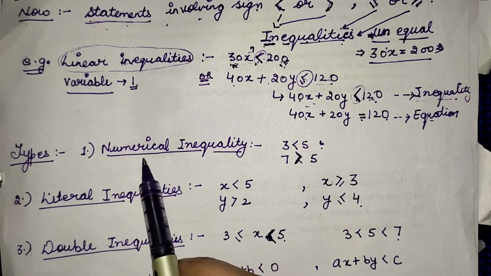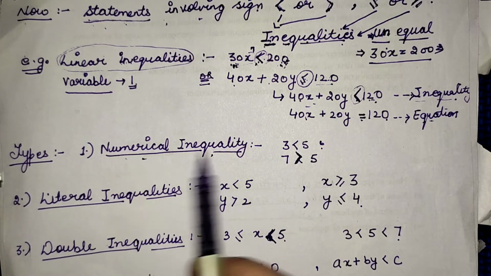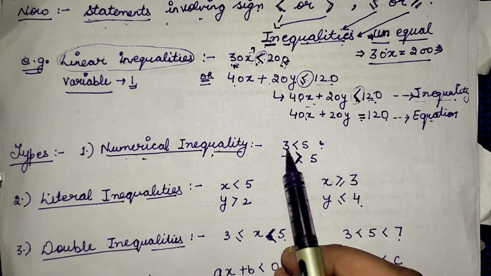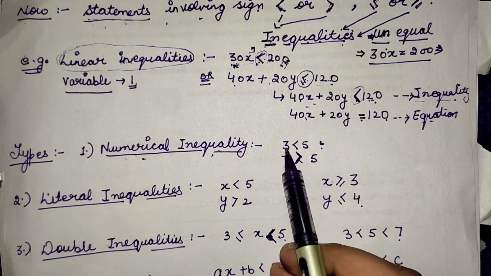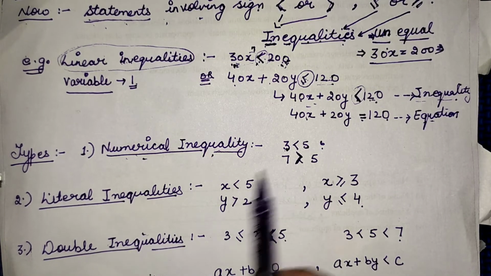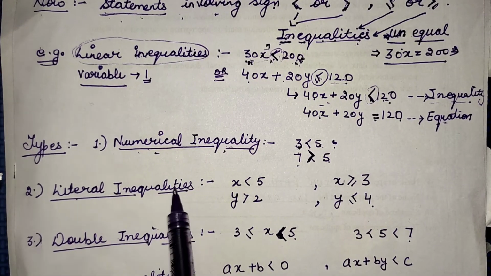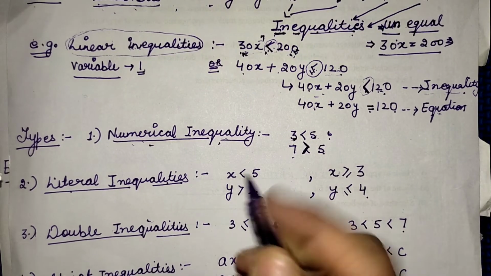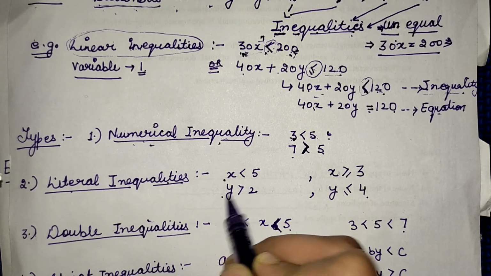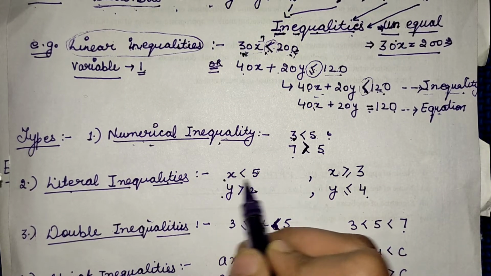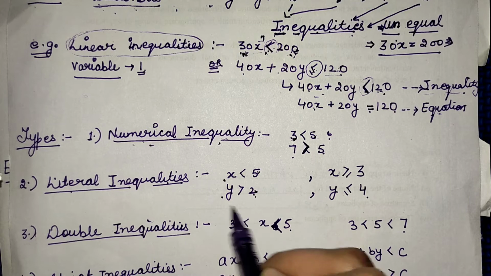The very first is the numerical inequality. Numerical inequality means both the left hand side and right hand side will have numerical terms like 3, 4, 5. Next is literal inequality. Literal inequality means one side will be my variable and the second side will be my numerical value.